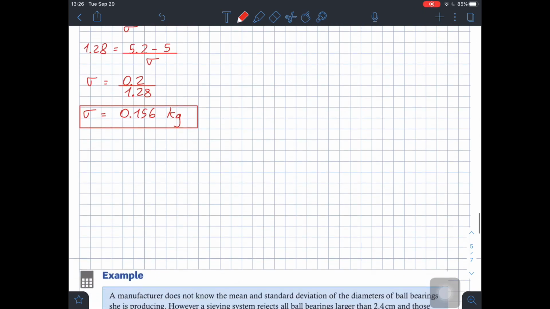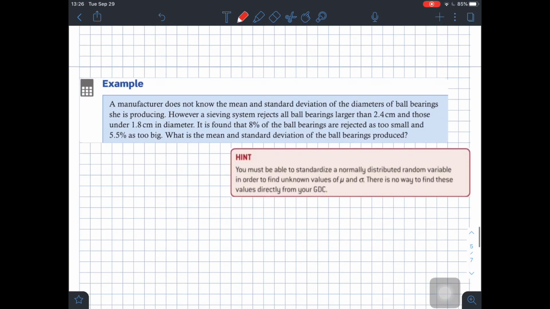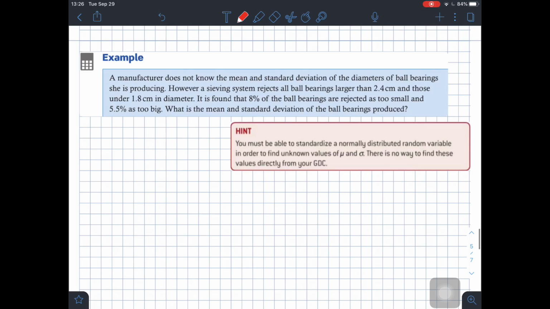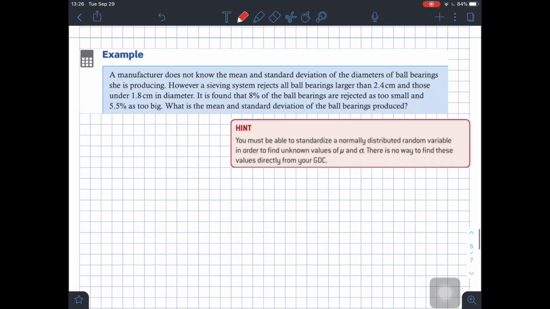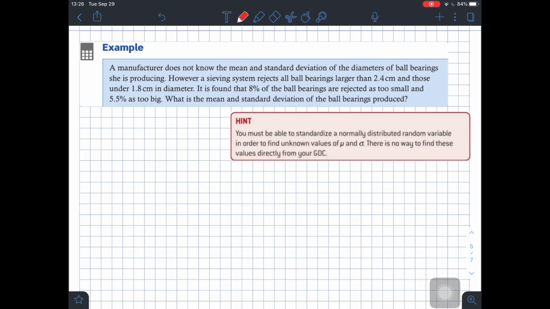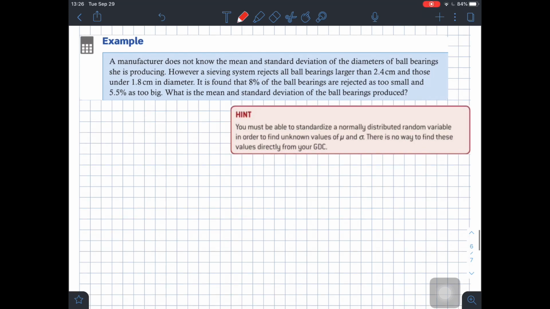Okay, so finally, we're going to see this last example. We're basically going to apply the same concept. This is the most difficult type of exercise that you could get for this type of problem of normal distribution. It says, a manufacturer does not know the mean and standard deviation of the diameters of ball bearings she is producing. So we do not know either, right? In this case, mean nor standard deviation. So mean, we don't know it. Standard deviation, we don't know. But we have this information.